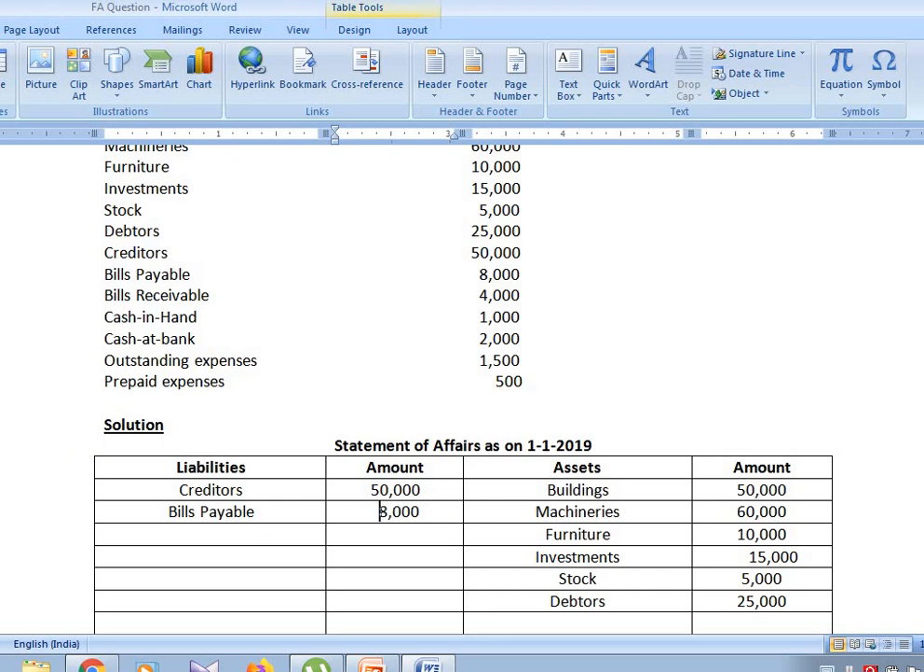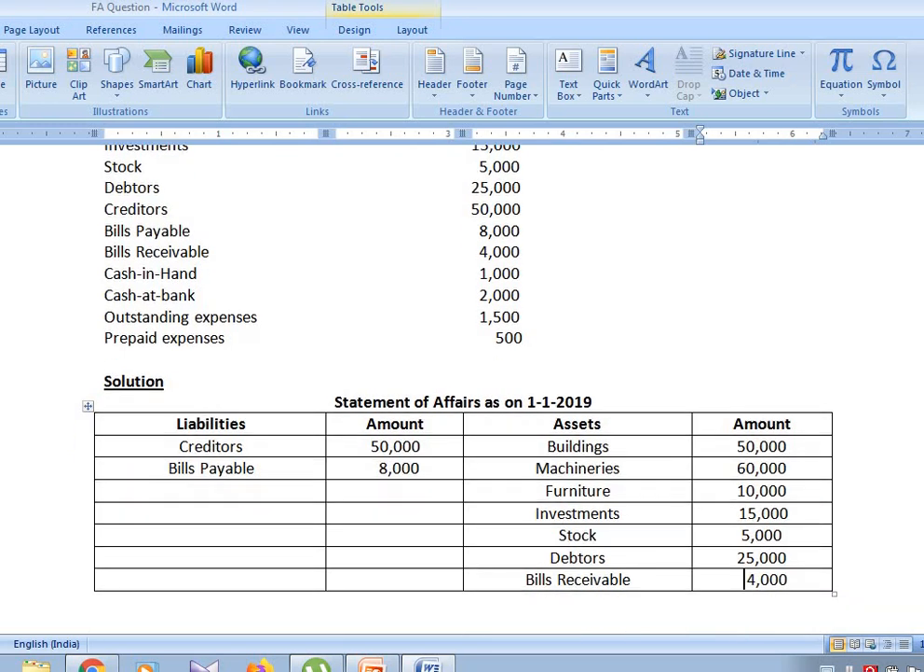Next, after bills payable, what do we have? Cash receivables. Where do cash receivables come? Cash receivables come to the debit side. Cash payable comes to the credit side, whereas cash receivables come to the debit side, to the asset side. Okay, next. After cash receivables, what do we have?